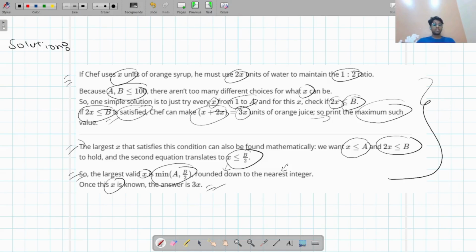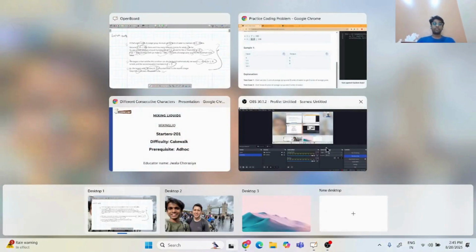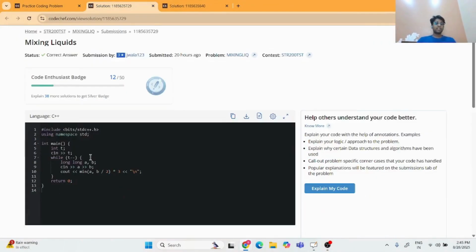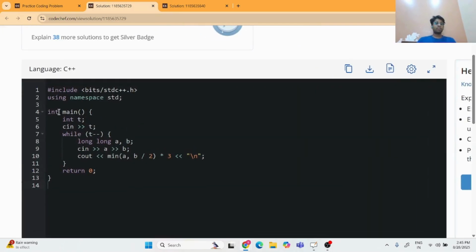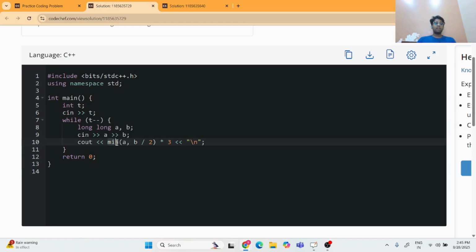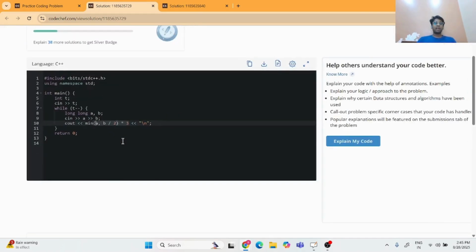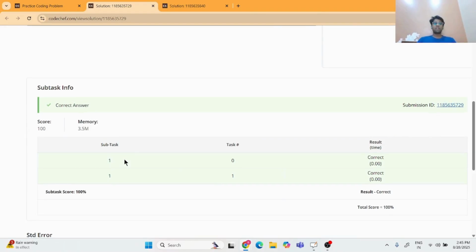So guys, now let's move toward the simple C++ code for the question. This is my simple C++ code. I took the input for all the test cases as well as A, B, and over here I'm printing minimum of A, B by 2 times 3. As you can see, guys, I've got my C++ code right.